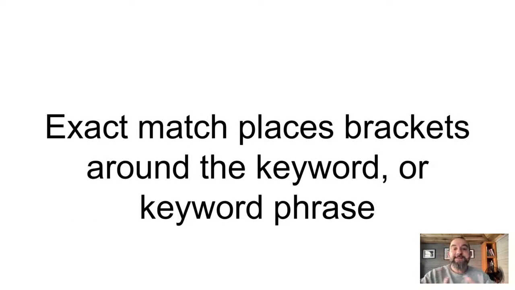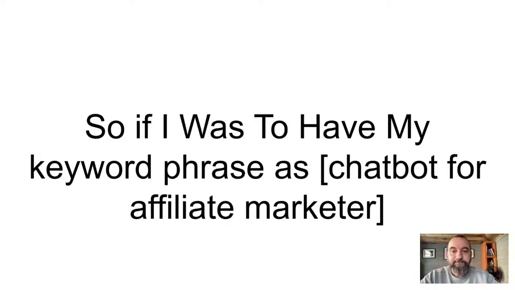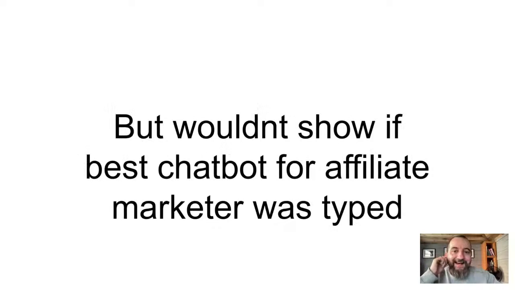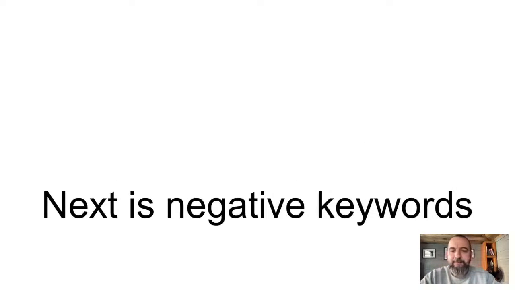Exact match places brackets around the keyword or keyword phrases. This is your basic bread and butter of your search terms. So if I have a keyword phrase that says chatbot for affiliate marketer, then it's going to show up when anybody puts that in. But it would also show up for the plural and the singular, so it would show up for chatbot for affiliate marketers. So we don't need to bother adding S's onto everything, which I've done many times before. But it wouldn't show up if best chatbot for affiliate marketer was typed. So if the word best is in front, it's not going to show. Be a little bit careful about that one.